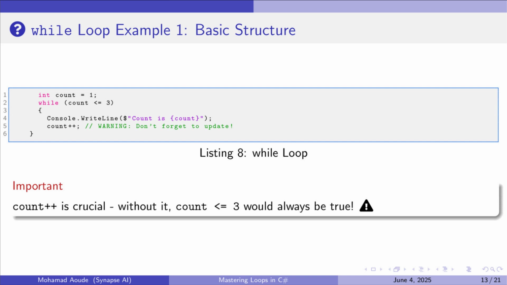Suppose you want to print a message 3 times using a while loop. You could write while (count <= 3) Console.WriteLine($"Count: {count}"). Here, count starts at 1. Before each iteration, we check count <= 3. We print the message, then increment count. When count reaches 4, the condition fails and the loop stops. If you forget count++, the loop never ends because count remains 1 and 1 <= 3 is always true.